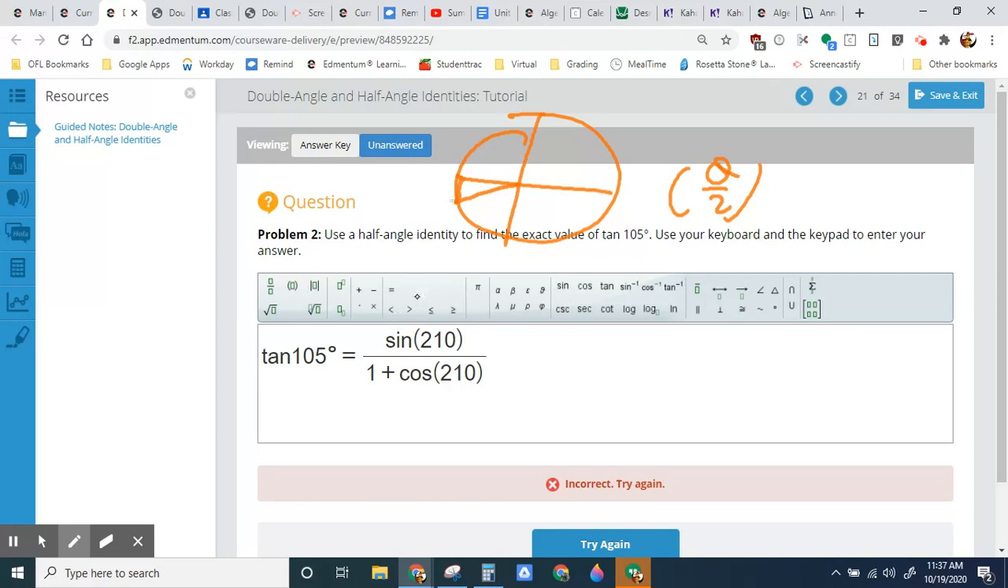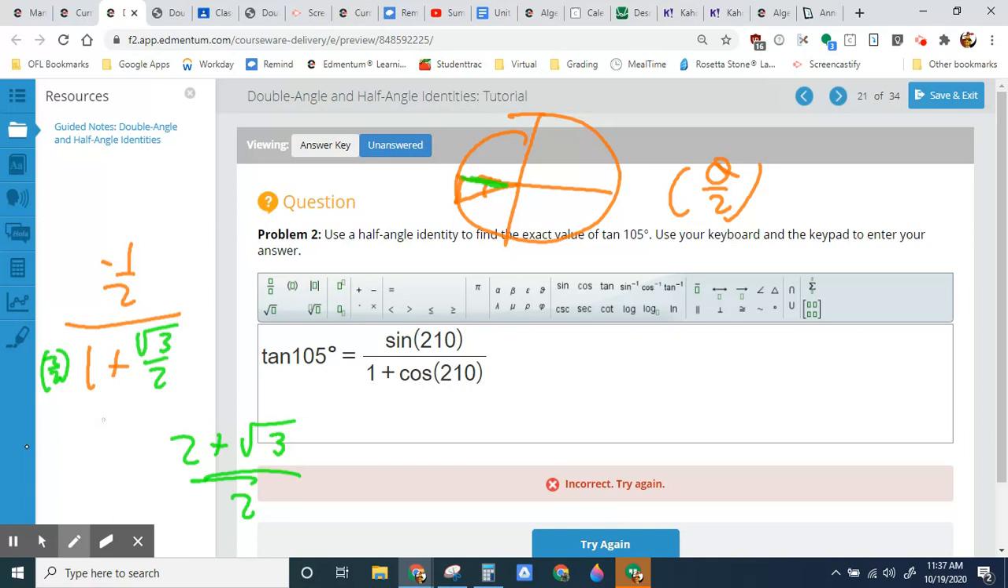So 30 degrees, that's a short y. So that's going to be negative 1/2 over 1 plus whatever the cosine is. So this is going to be a long x value. So if this is a long x value, this should be square root of 3 over 2. And we want to get rid of this. We want to make it one nice fraction. So it becomes 2 plus square root 3 over 2. What I did here basically was I just multiplied this by 2 over 2. So that 1 turned into a 2 over 2 plus that.